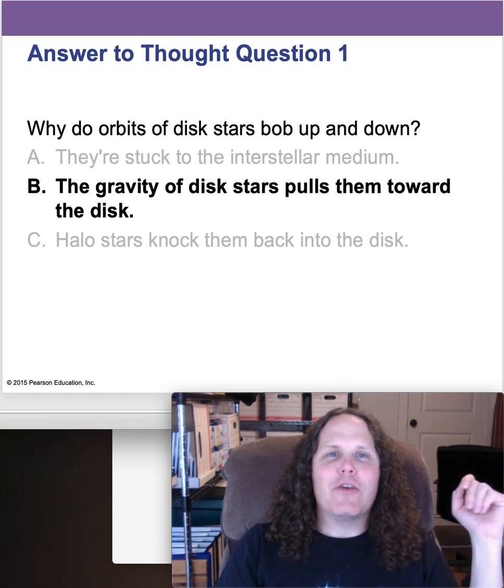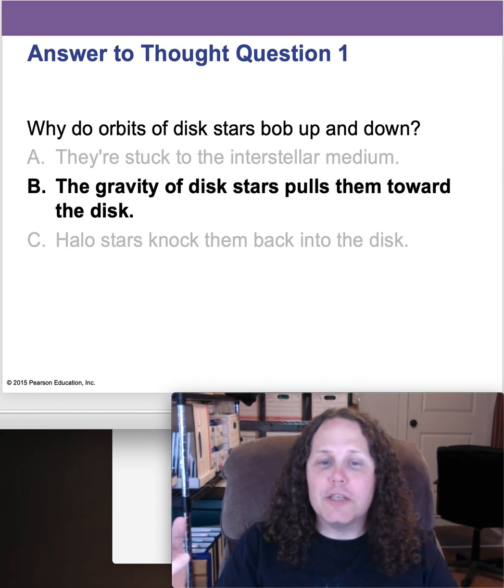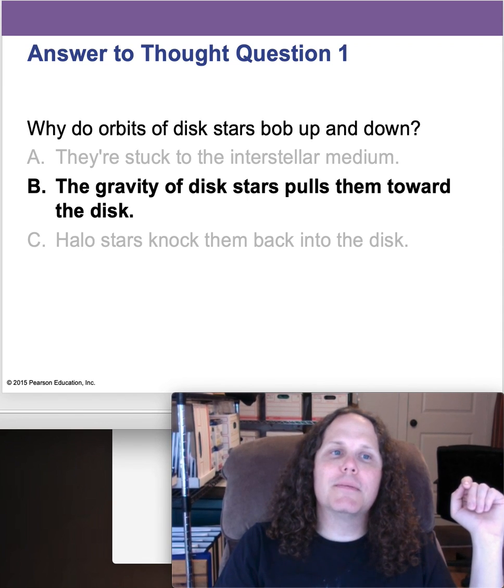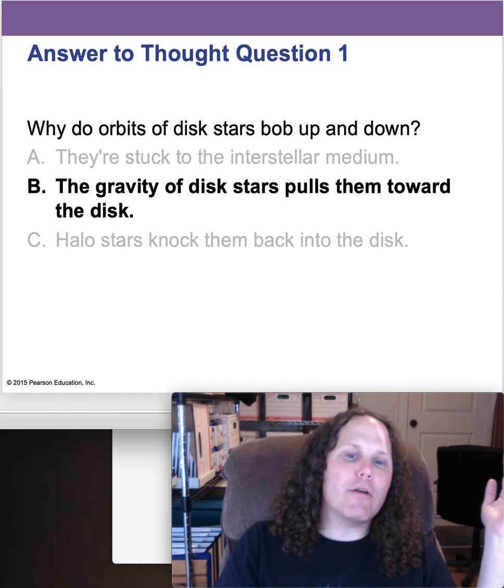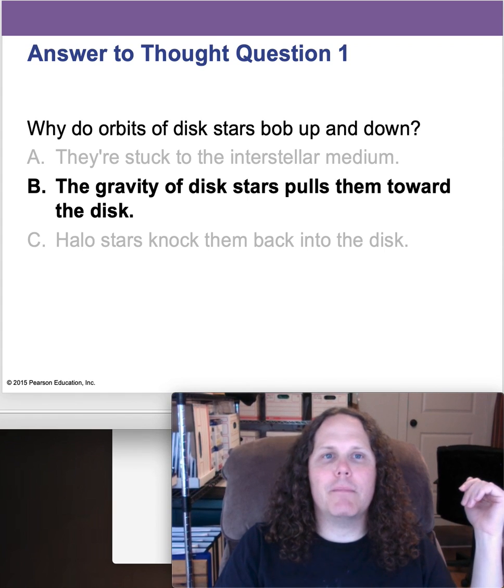Yeah, I think you got that. The gravity of the disk is always pulling stars toward the disk. So if a star moves a little bit out of the plane of the disk, it gets pulled back toward it.